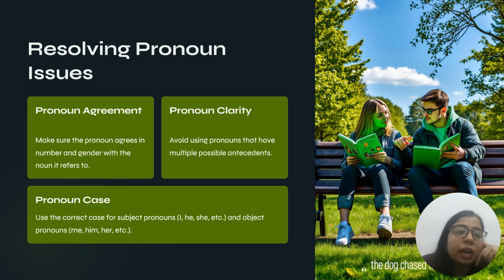Next is pronoun clarity. Avoid using pronouns that have multiple possible antecedents. So you have to be very clear when you're using pronouns. Next is pronoun case. Use the correct case for subject pronouns: I, he, she are subject pronouns, and object pronouns are me, him, her. So the table which I taught you in the previous slide about the pronoun table, jot it down very properly because it is very useful.